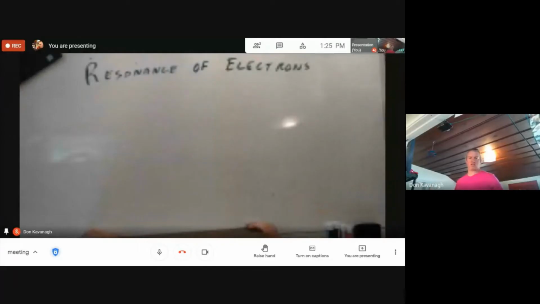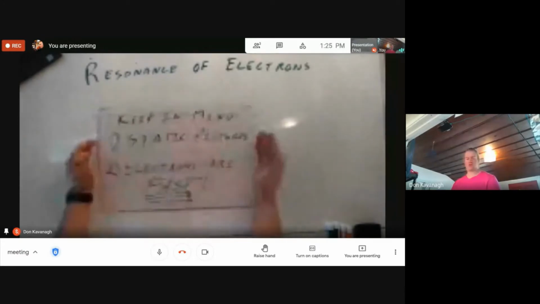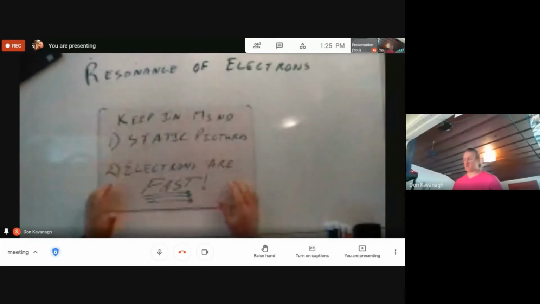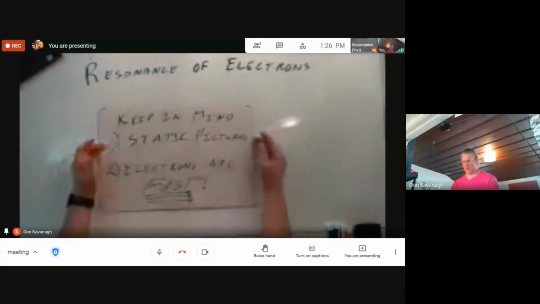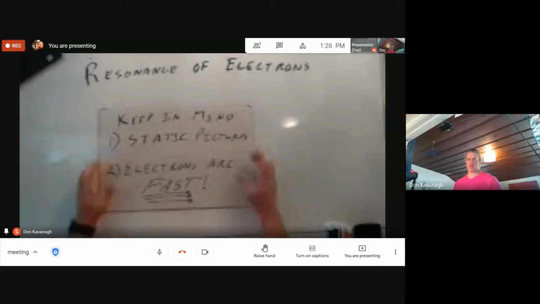of electrons is the movement of electrons in a small molecule. These two ideas, keep these in mind: the pictures we are drawing are static pictures, and electrons are moving very fast. The static pictures, that's the best we can do, is just drawing a snapshot or a Polaroid in time. How fast are electrons moving?